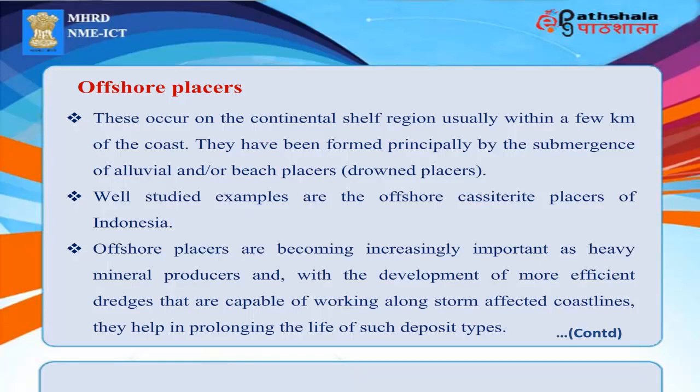Offshore placers occur on the continental shelf region, usually within a few kilometers of the coast. They have been formed principally by the submergence of alluvial and or beach placers. Well-studied examples are the offshore cassiterite placers of Indonesia. Offshore placers are becoming increasingly important as heavy mineral producers, and with the development of more efficient dredges that are capable of working along storm-affected coastlines, they may help in prolonging the life of such deposit types.